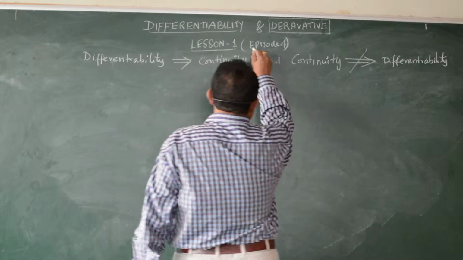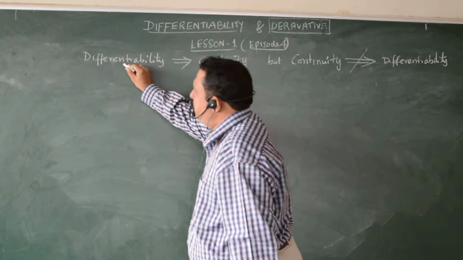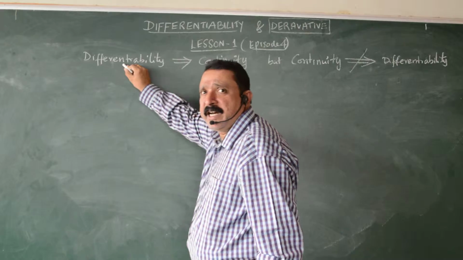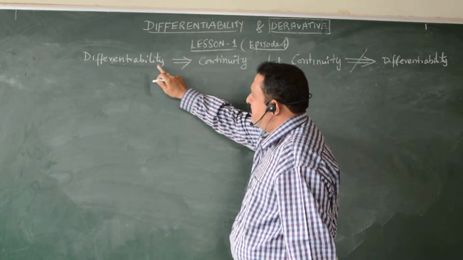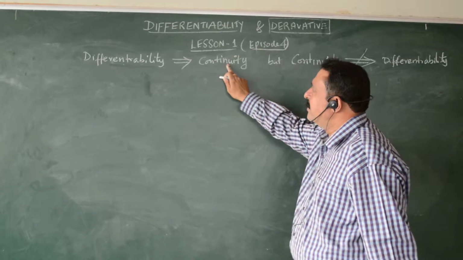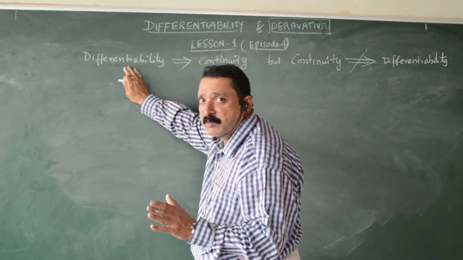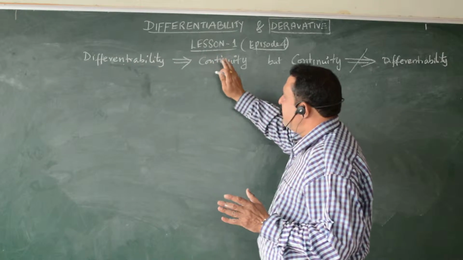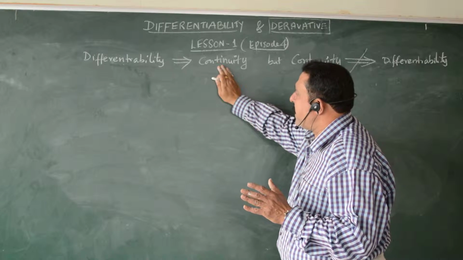So, in this episode 4 of lesson 1, we are going to learn one important theorem on differentiability and continuity of a function. It means that differentiability implies continuity. That means if a function y is equal to f of x is differentiable at x equals a, then the function should also be continuous at x equals a.